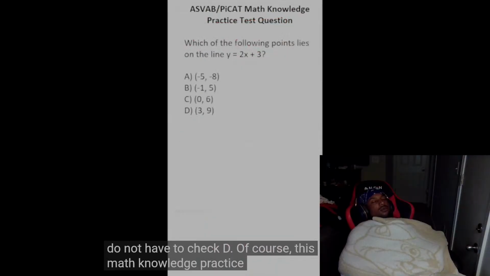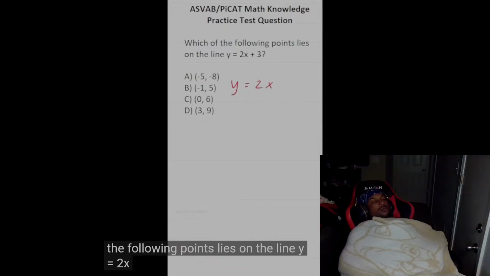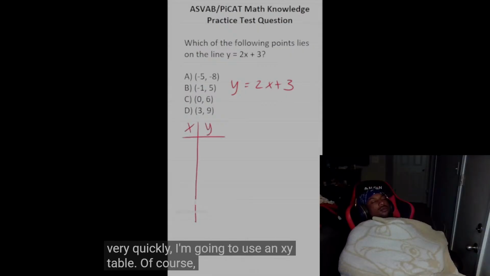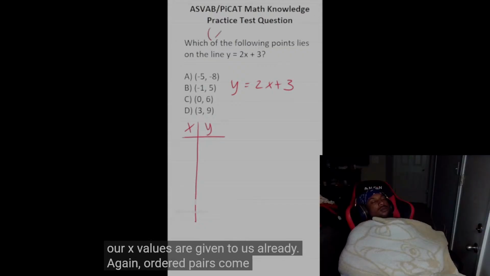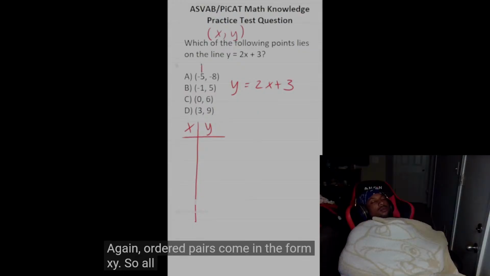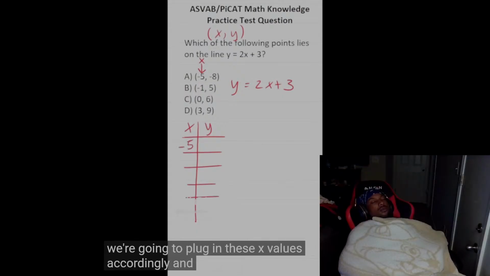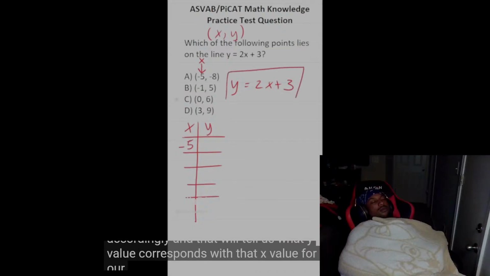This math knowledge practice test question for the ASVAB and PiCAT says, which of the following points lies on the line y equals 2x plus 3? And in order to determine that very quickly, I'm going to use an xy table, of course. And as it happens, all of our x values are given to us already. Again, ordered pairs come in the form x, y. So all of these in this column are x values. So what we're going to do is plug in these x values accordingly, and that will tell us what y value corresponds with that x value for our equation of our line.